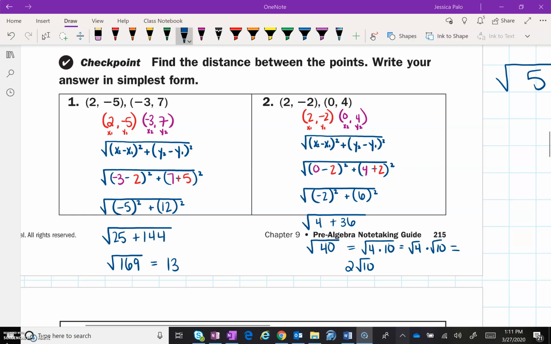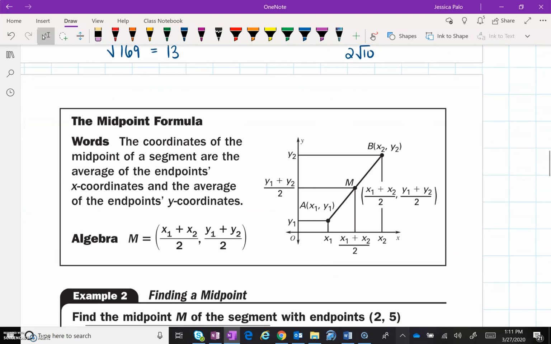Number 2, we plugged in our values for x2, x1, y2, y1. Remember, the same thing happened over here. When we subtracted a negative number, it became a positive because double negatives equal a positive. Then we simplify, we square those numbers, add them together, and then for this one, 40 was not a perfect square, but we can use our product property, and we were able to simplify to 2 radical 10.